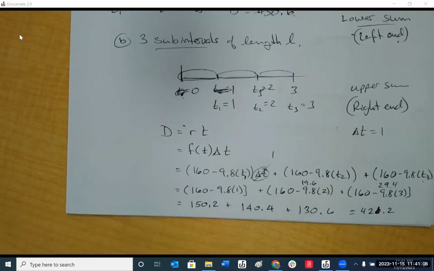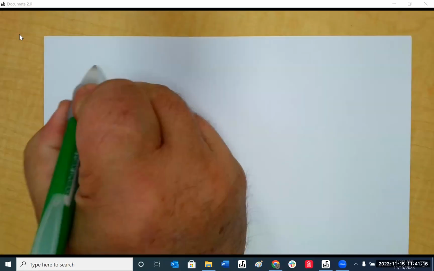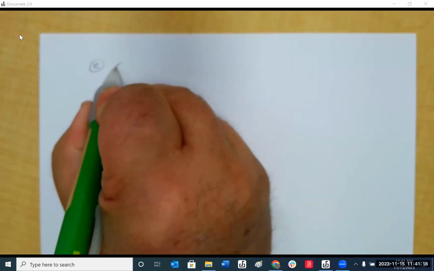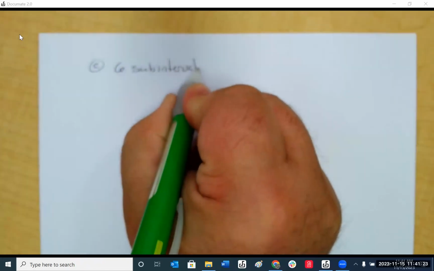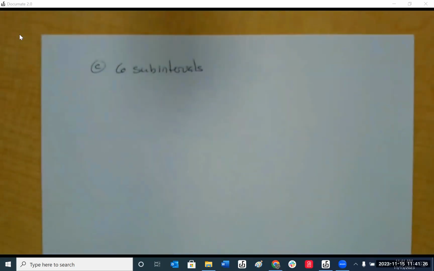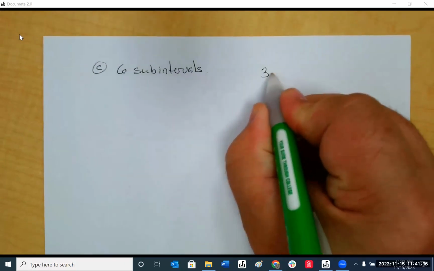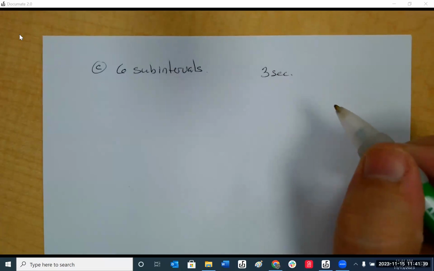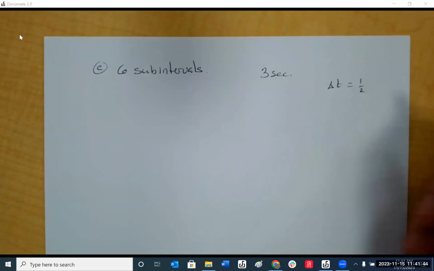So that's just only with 3 subintervals. Let's go with 6. Part C says with 6 subintervals. And remember, the question still said for the first 3 seconds, so we're using half seconds. So now our delta t will be half.